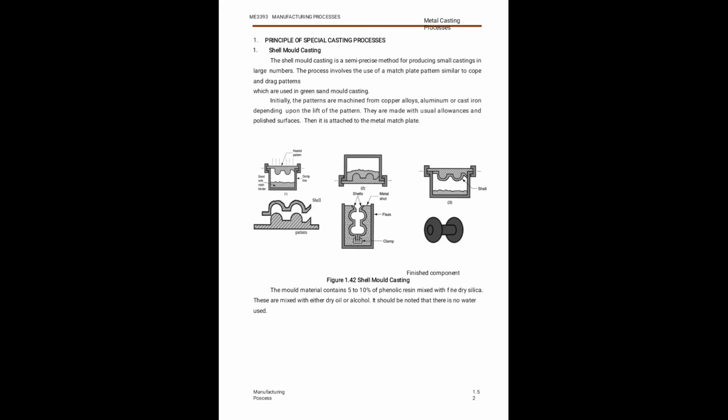The mold material contains 5 to 10 percent of phenolic resin mixed with fine dry silica sand. The resin mixture is dissolved in either oil or alcohol. It should be noted that no water is used. The pattern is heated to around 230 to 600 degrees centigrade, and the sand resin mixture is either dumped or blown over the surface. To prevent the sand from sticking to the pattern, a release agent, silicone, is sprayed over the hot pattern.